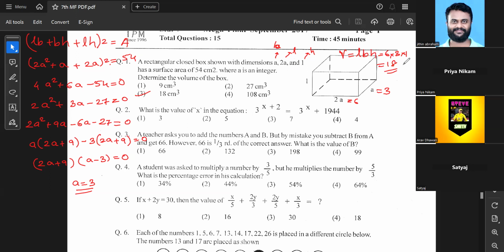As the options were very clear, I like the volume is 1 into 2a into a. So it will be 2a square. So I just divided all options by 2. If it's a square, that is the answer. 3 was the only square there. I used trial and error method.